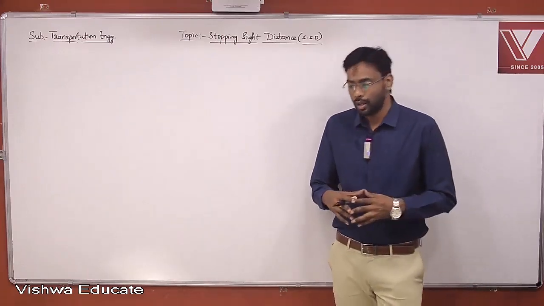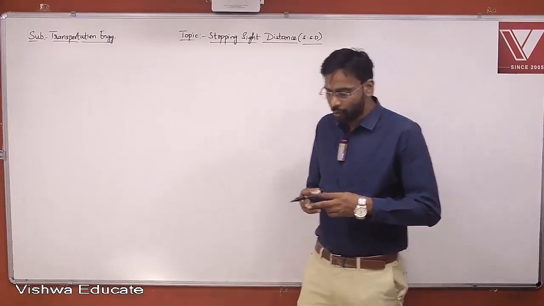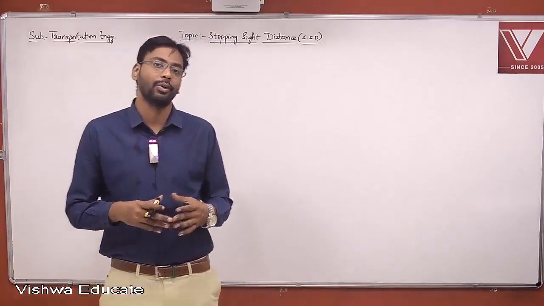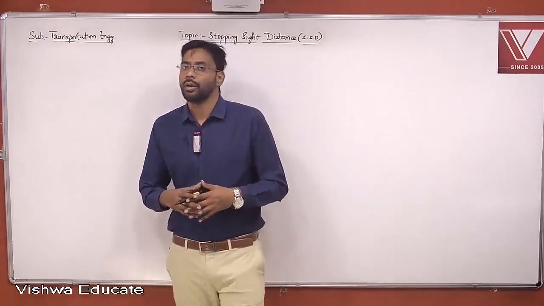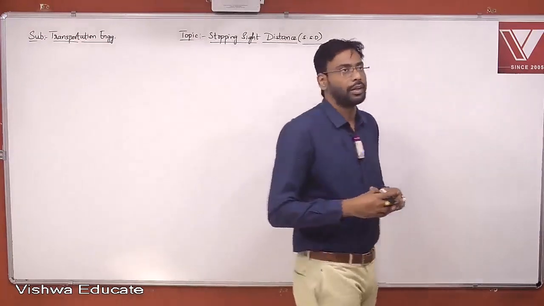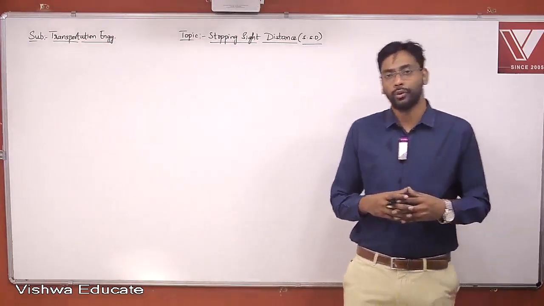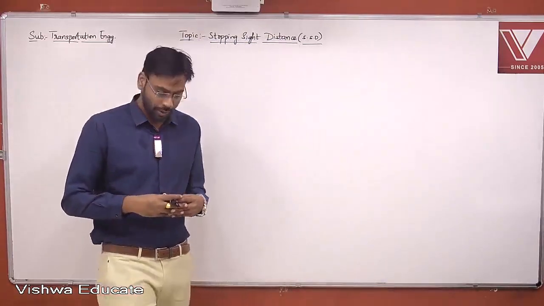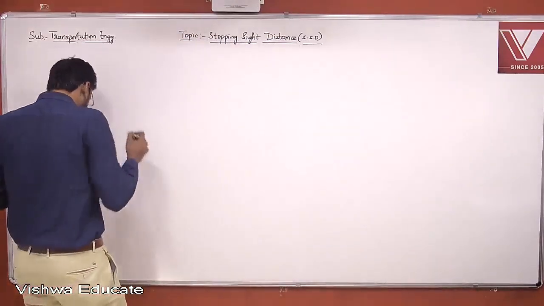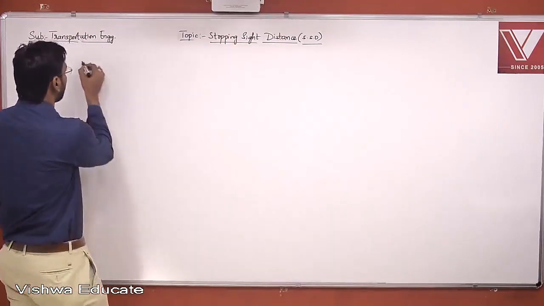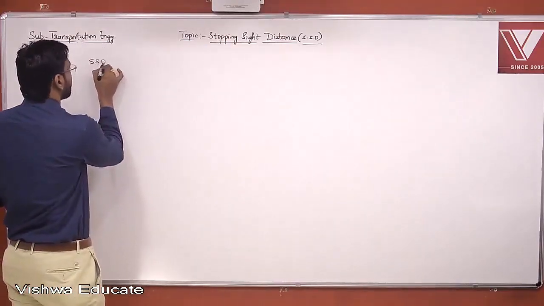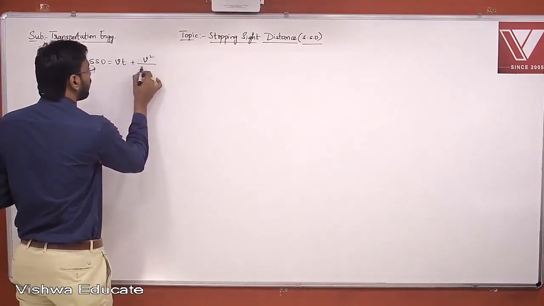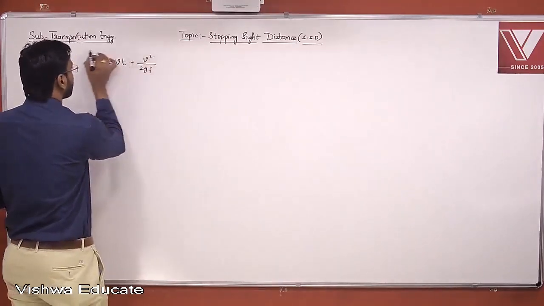What is the formula for it? We have seen two cases on stopping sight distance. That is a case related to braking efficiency, and the second case is related to gradient, that is an upward gradient or a downward gradient. So let me write the formula for stopping sight distance once again here. Stopping sight distance is equal to V into T plus V square by 2gf, right?